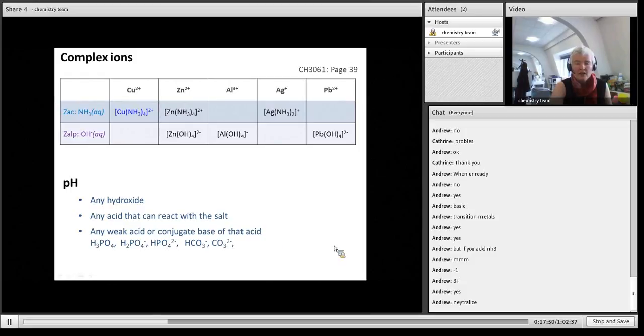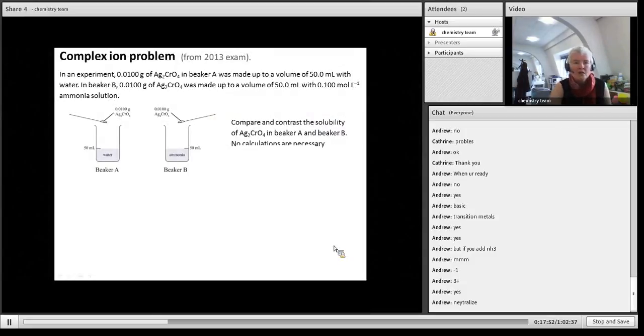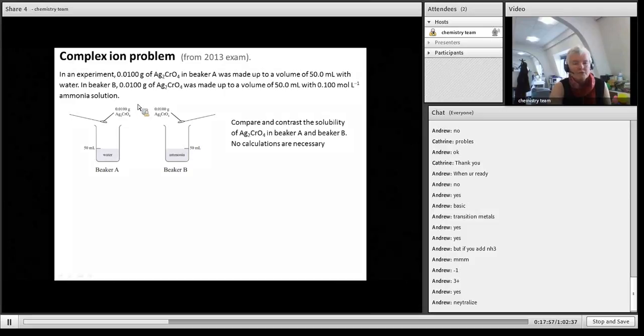And I think, oh, okay, here's a complex ion problem. So what it says here, this is from 2 years ago in the exam. I've got silver chromate in beaker A, and I've dissolved it in 50 mils. And in beaker B, I take the same silver chromate, but I dissolve it not in pure water, I dissolve it in an ammonia solution. So it says here, compare and contrast the solubility of silver chromate in beaker A and beaker B. No calculations necessary.